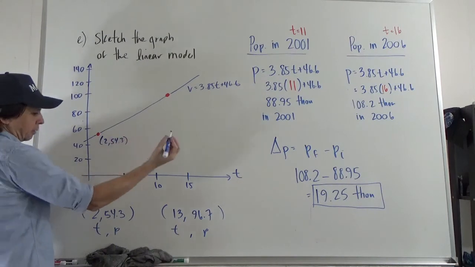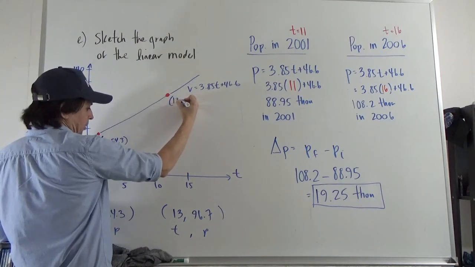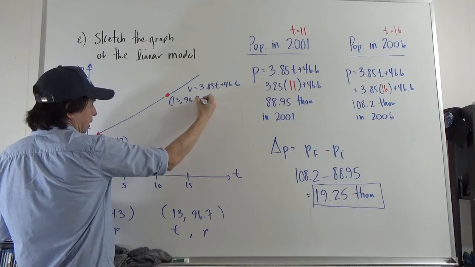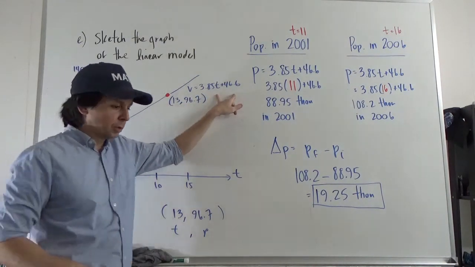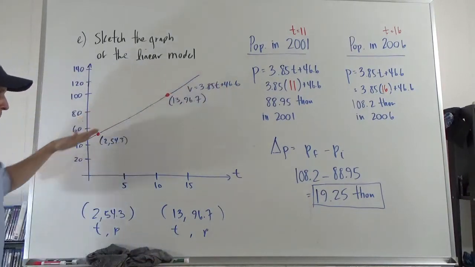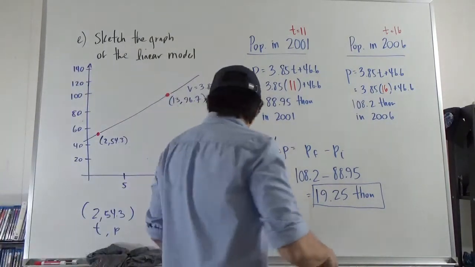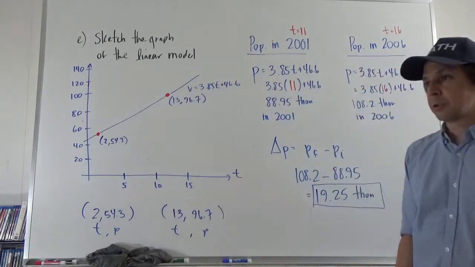I plotted there 13, 96.7 is there. And the equation of the line that we found via those 2 points is the line passing through those 2 points. Okay, and we're done, but I'm not done.